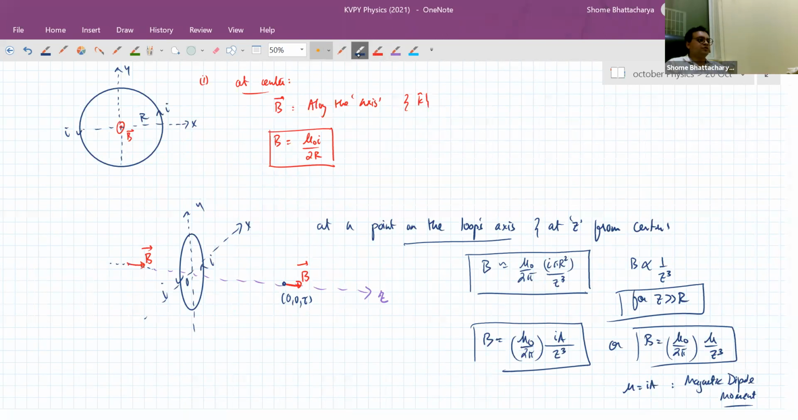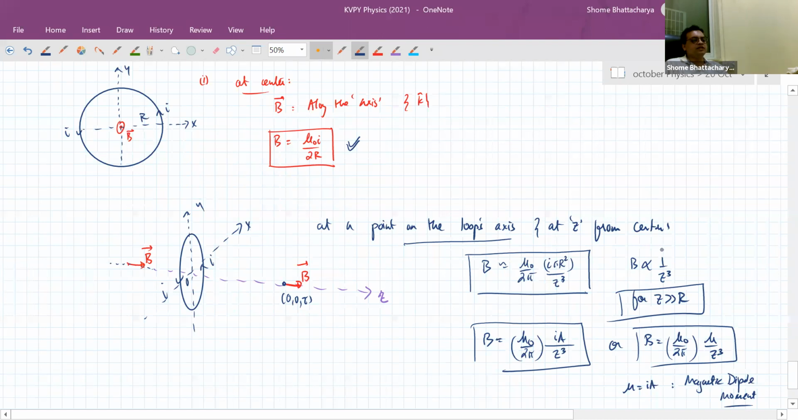So for example, this formula is important for us, the field at the center of a circular loop, and the formula that we've seen above, that when you have an infinite straight wire carrying current I, then at a distance r from it, the magnetic field is given by mu naught I divided by 2 pi r. And as far as axial points are concerned, the formula is not so important.